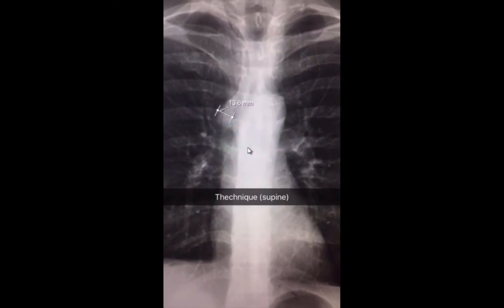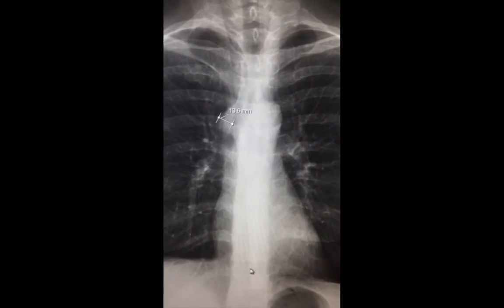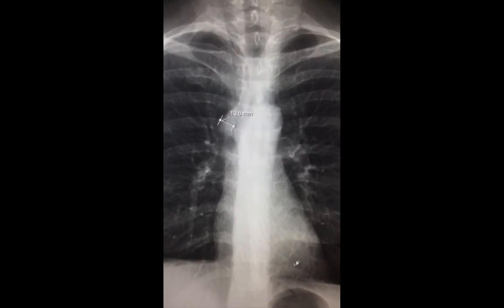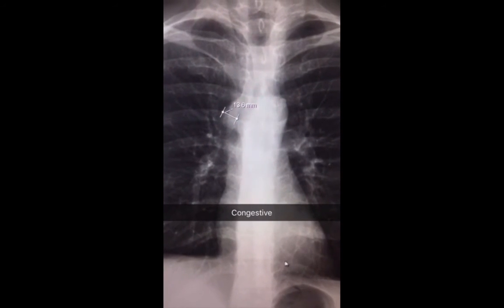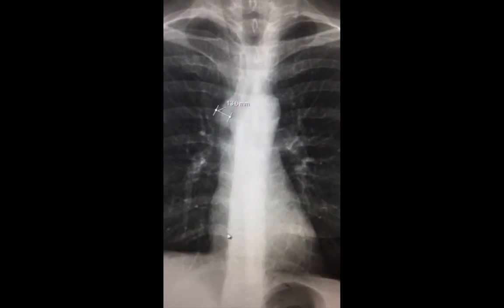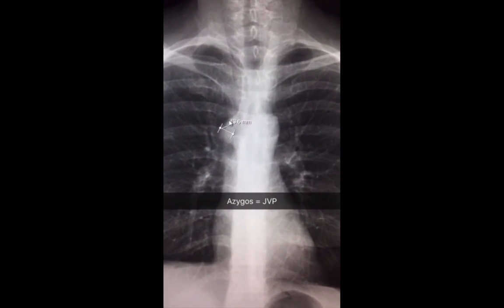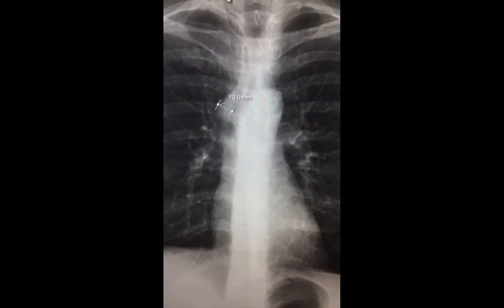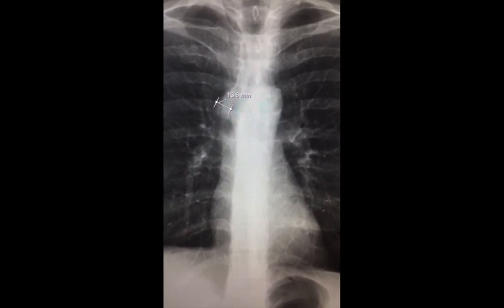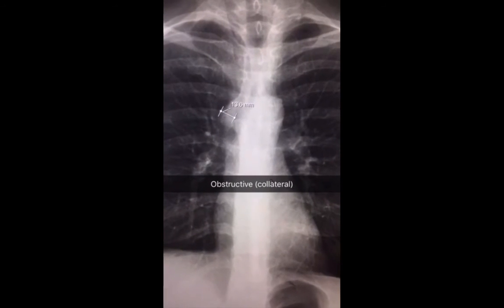Second, this could be technical. If the patient is supine, you'll have distension of the veins. Cardiac and pericardial abnormalities are common reasons for distension of the azygous vein. Examples include congestive heart failure or right-sided heart strain. Constrictive pericarditis and pericardiac tamponade are also causes. Remember, the azygous for a radiologist is equal to the JVP for a clinician. So that's a good way to remember cardiac causes, since right-sided heart failure gives you an elevated JVP and a distended azygous. Another category would be obstructive.